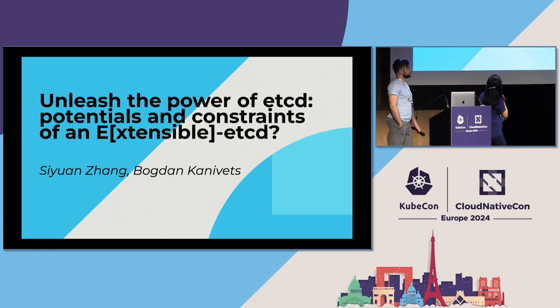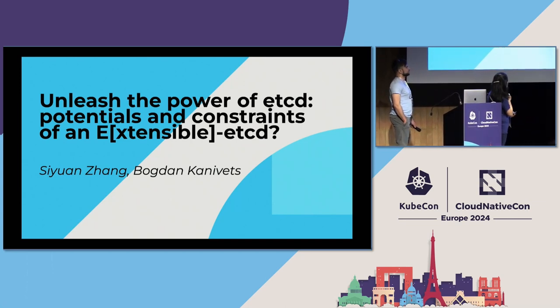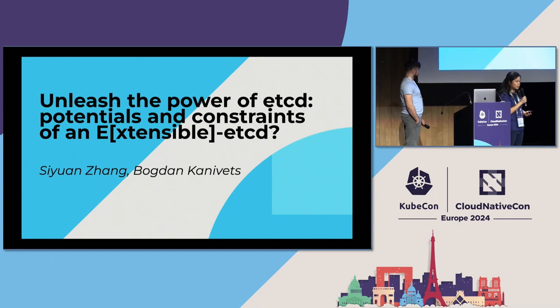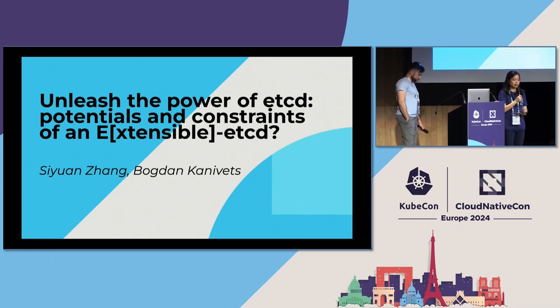So today we're going to talk about unleashing the power of etcd, the potentials and constraints of an extensible etcd. The idea of this talk is, we all know that etcd uses BBolt as its persistence storage, but we're just wondering why, and could it be something else? So this talk is just entertaining this idea of maybe we should make the backend of etcd more extensible and try something else.